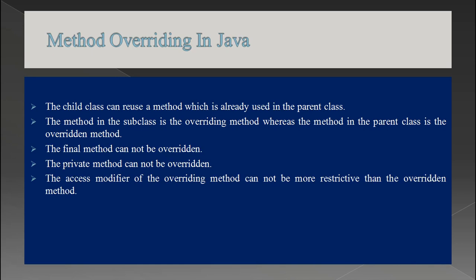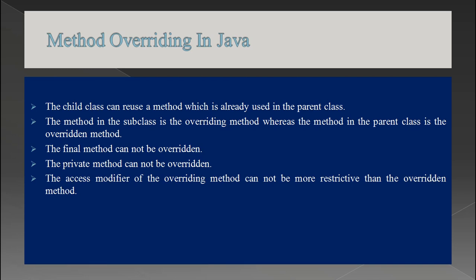The method in the subclass is known as the overriding method. The method which is redefined, the method in the parent class, is known as the overridden method. The overridden method is redefined in the subclass, and the redefined method is known as the overriding method, and the original method in the parent class is known as the overridden method. I repeat, the original method in the parent class is known as the overridden method, and the redefined method in the subclass is known as the overriding method.